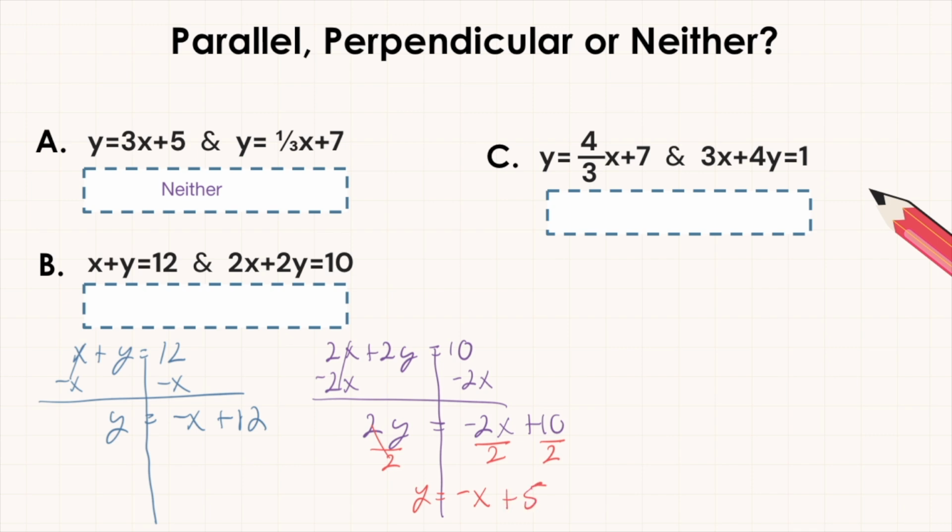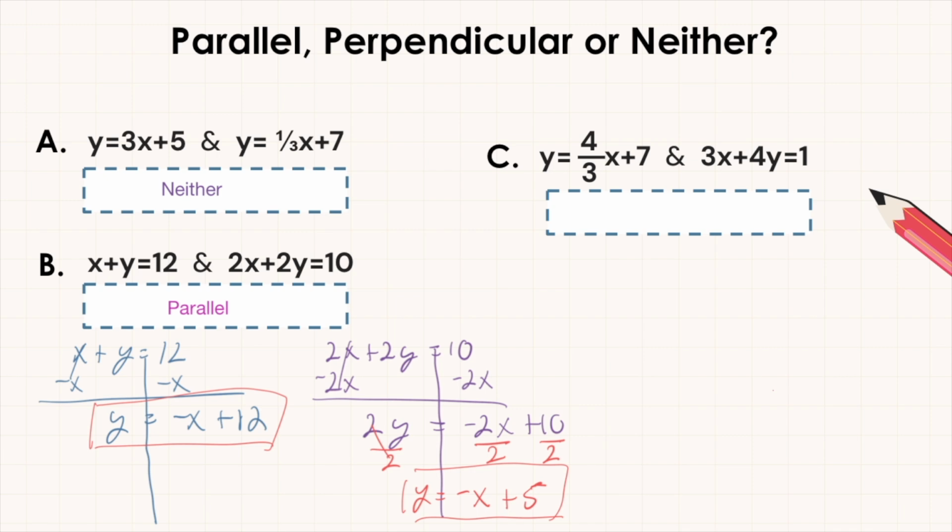Now we can see that our two lines are y equals negative x plus 5 and y equals negative x plus 12. They have the exact same slope of negative 1. And since they have the exact same slope, they are parallel. Now example C, we've got one of our lines in slope-intercept, so that's great, but the other line is not in slope-intercept, so we have to first turn that to slope-intercept before we can compare them.